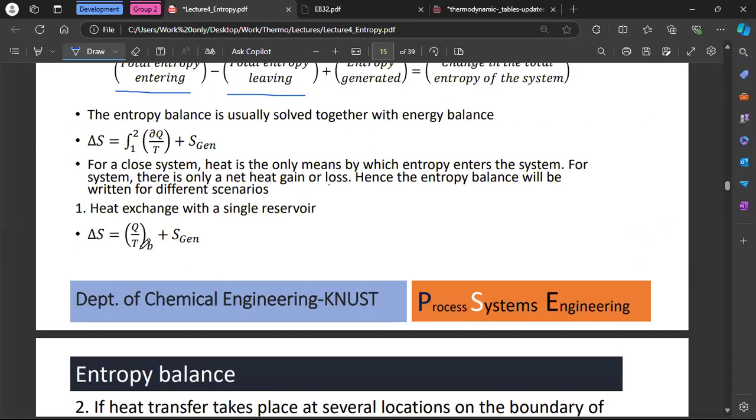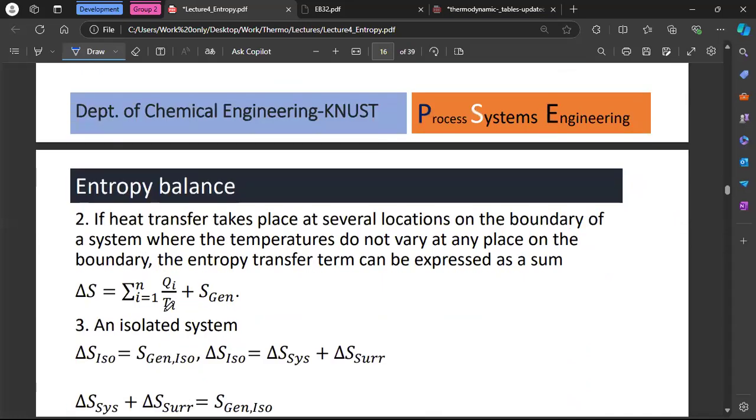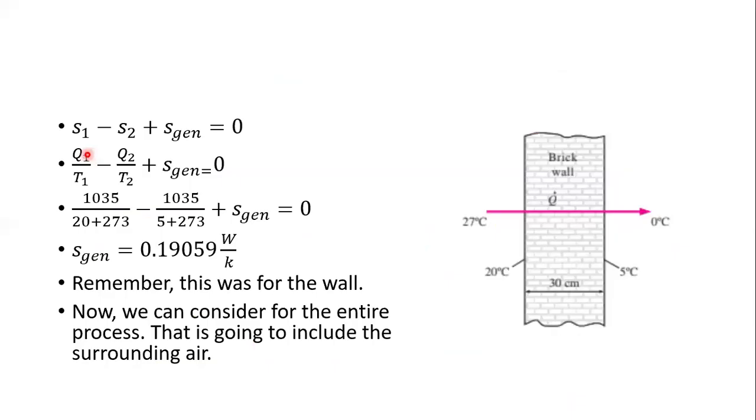That's what we were seeing from here, Q over T, and here Q over T, right? So that's what we are just seeing at this point. So we can represent it with Q over T. So I can have my Q1 over my T1 minus my Q2 over my T2. And the question gave us the value for Q as 1035 watts.